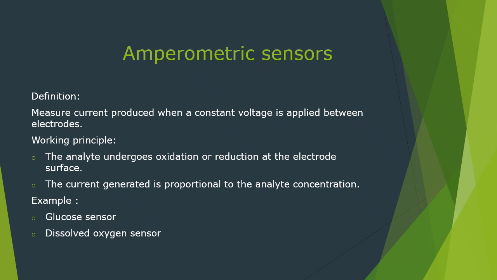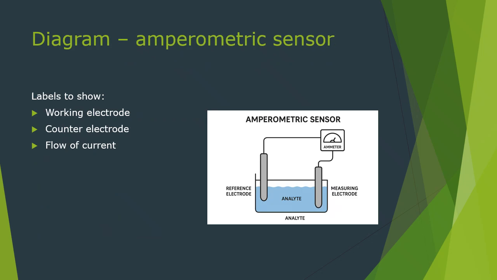It measures the current produced by the reaction between glucose and oxygen, helping to find glucose levels in blood. Another example is the dissolved oxygen sensor. The diagram of the amperometric sensor has labels showing the working electrode, counter electrode, and flow of current.